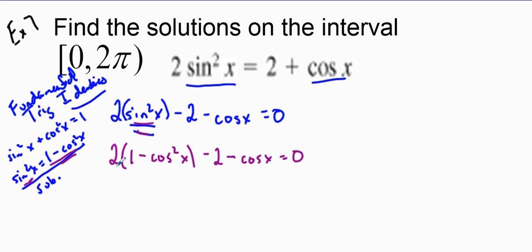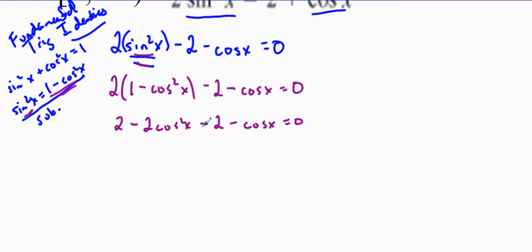Now from here, once I do my substitution, I have cosine and cosine. So now I'm going to distribute through, and I'm going to have 2 minus 2 cosine squared of x. Now we're simplifying this, like so. And from here, we notice that we can cancel things out. So 2 and negative 2 will cancel out.